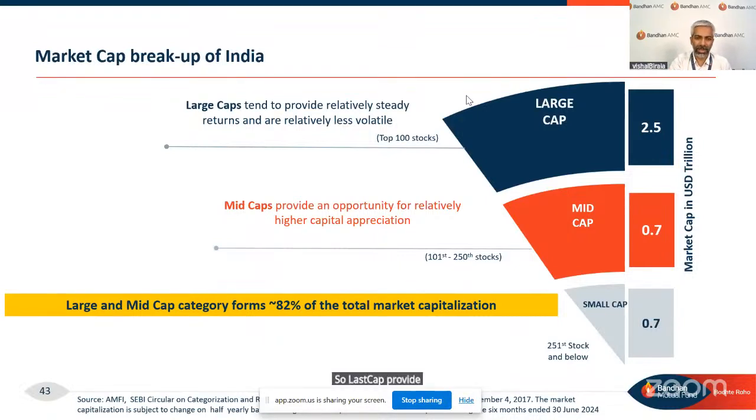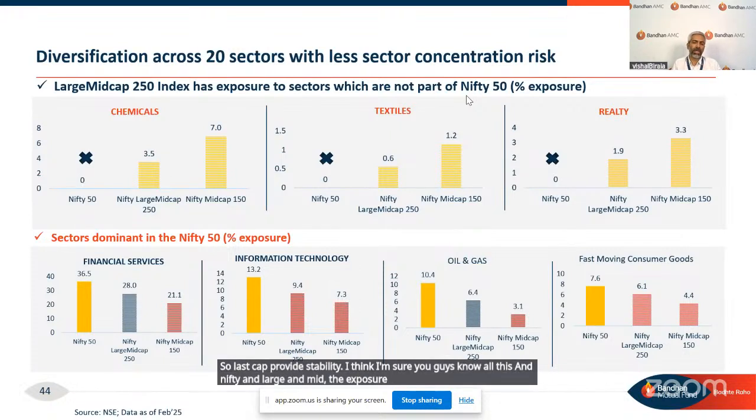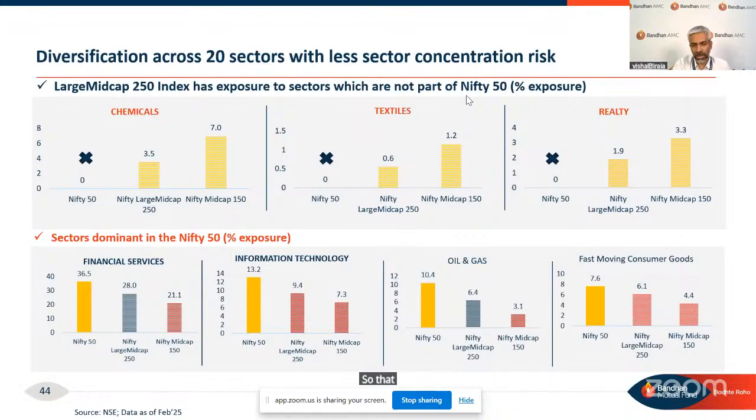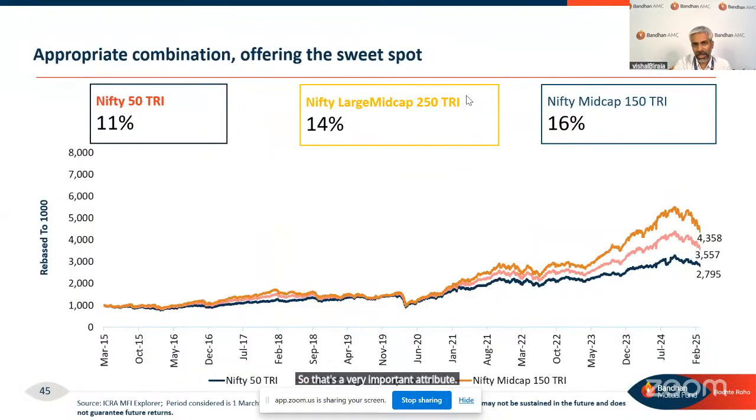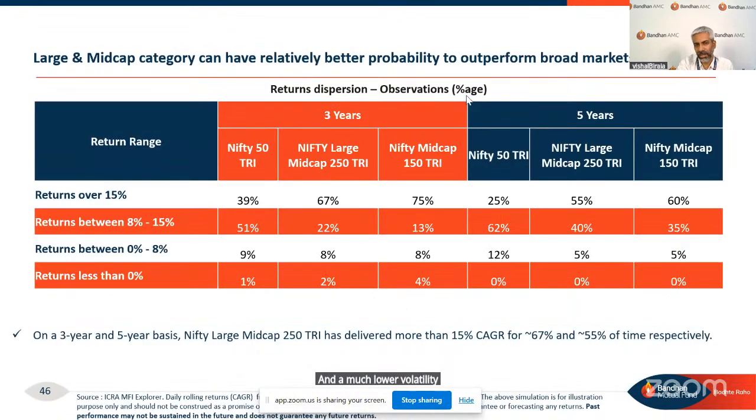I'm sure you guys know all this. And Nifty and large and mid, the exposure to the top 50 stocks and the ability to choose from the top 250 stocks also gives you diversification in terms of selecting sectors that are not represented by Nifty 50. So that's a very important attribute. And large and mid has outperformed Nifty 50, though mid cap has outperformed large and mid, but that is due to a slightly higher volatility in mid caps as well, and much lower volatility in large and mid relatively.